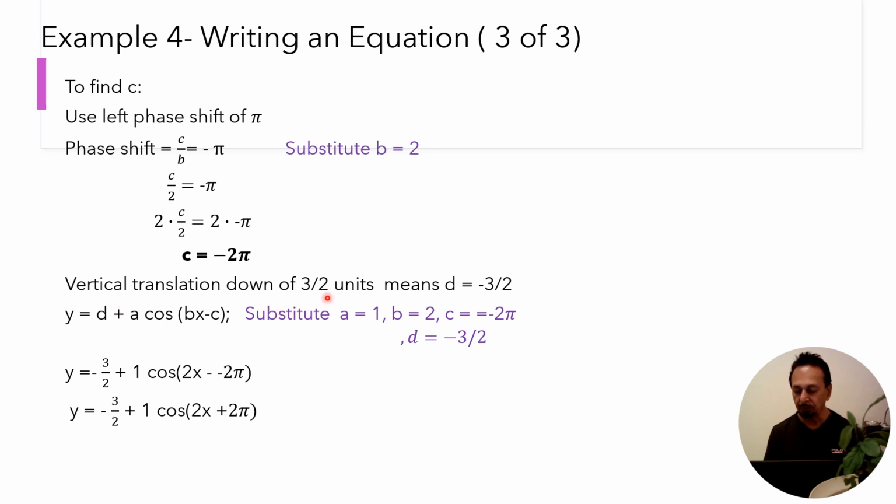Vertical translation down of 3 over 2 units means d equals negative 3 over 2. Now we write the formula y equals d plus a cosine of bx minus c. Substitute a is 1, b is 2, c is negative 2 pi, and d is negative 3 halves. So this becomes negative 3 halves plus 2 cosine, b is 2x, c is negative 2 pi. So negative negative becomes positive. So the equation is y equals negative 3 over 2 plus 2 times cosine of 2x plus 2 pi.